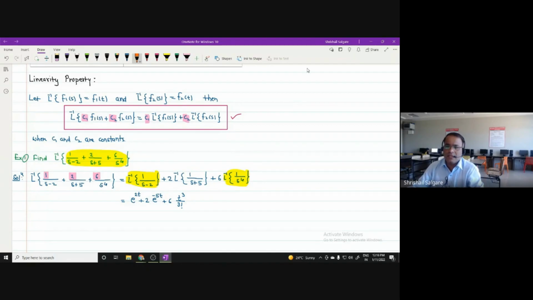Ritesh, what is a 3? 6, sir. That's why this 6 can cancel. So the final answer is e to the power 2t plus 2 into e to the power minus 5t plus t cube. That is the final answer. Okay, I think up to this, Vipul Jadhav has.